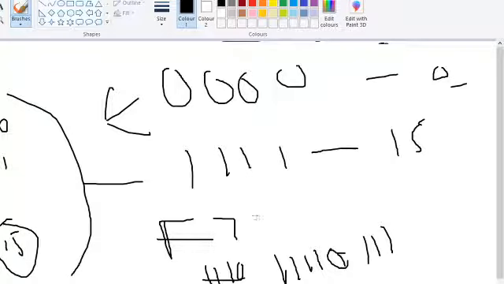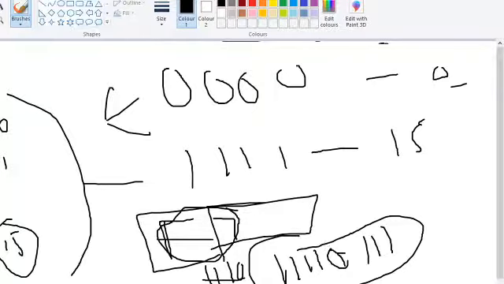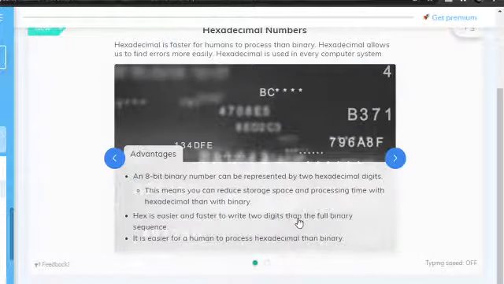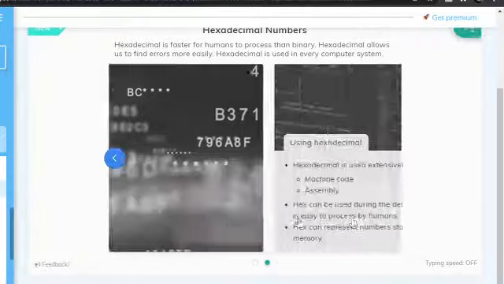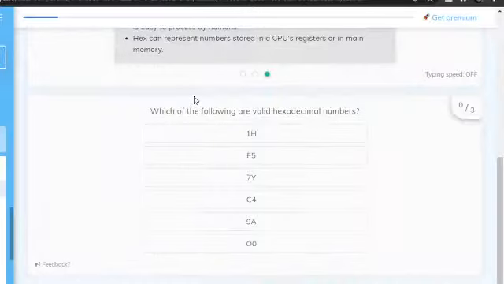So obviously the value F7 is a lot easier to look at than all of this and a lot easier to process, because you know exactly what it looks like instead of having to count it all out. So it's just easier for humans to understand. Disadvantages: computers can't process this, so that's a problem.